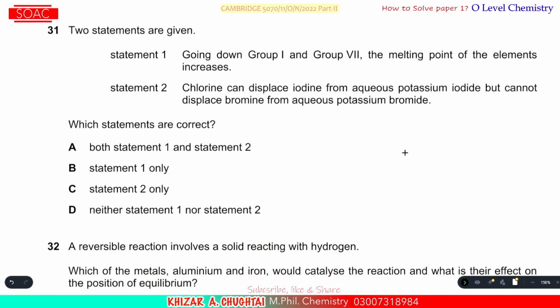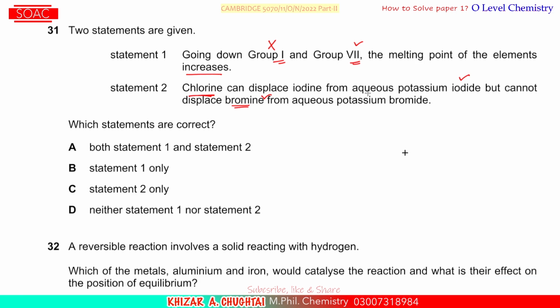Question number 31. Two statements are given. Statement 1, going down group 1 and group 7, the melting point of the element increases. No, it's not correct for group 1. It is correct for group 7. Statement 2, chlorine can displace iodine from aqueous potassium iodide. Yes, because chlorine is above iodine in the group, but cannot displace bromine. No, it can displace bromine as well, because it is also more active. It is above bromine in the group.